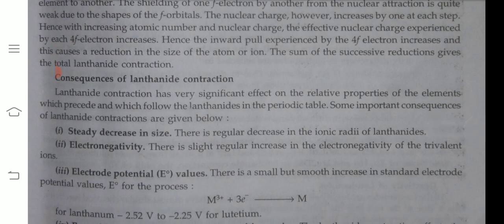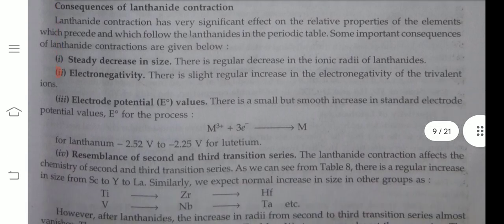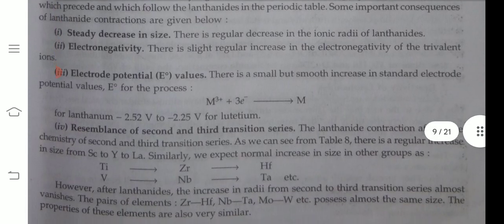Consequences of lanthanide contraction. Lanthanide contraction has a very significant effect on the relative properties of the elements which precede and which follow the lanthanides in the periodic table. Some important consequences of lanthanide contraction are given. Steady decrease in size: there is a regular decrease in the ionic radii of lanthanides. Electronegativity: there is a slight regular increase in the electronegativity of the trivalent ions. Electrode potential values: there is a small but smooth increase in standard electrode potential values for the process.